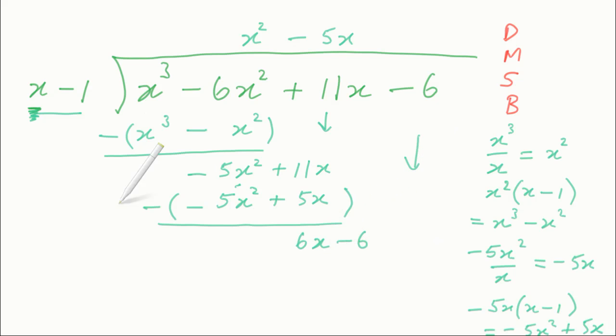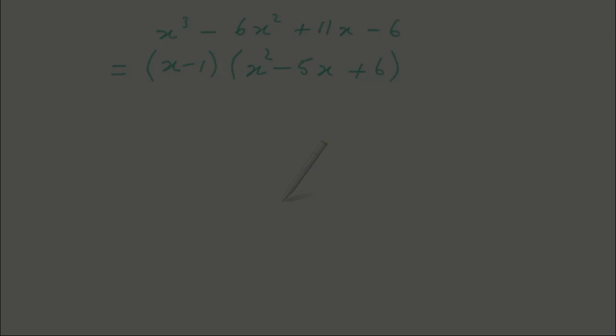So 6x divided by x is 6, and put that here, positive 6. Then 6 times x minus 1 is 6x minus 6, and when you subtract that, that equals 0. And so we end up with the polynomial we started with is equal to x minus 1 multiplied by this quadratic up the top.